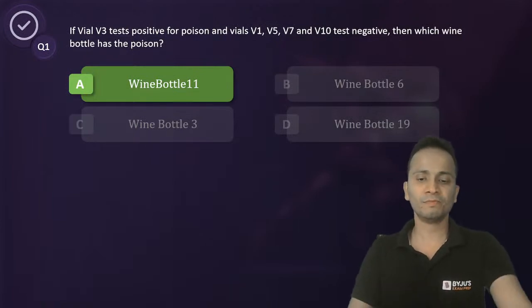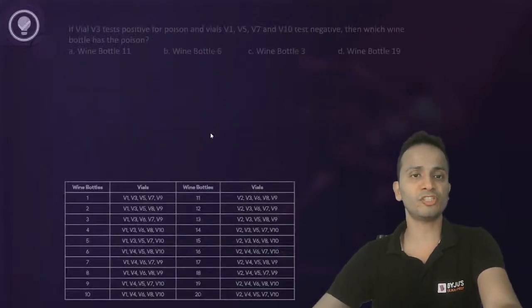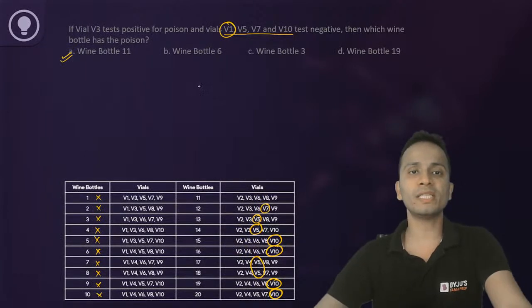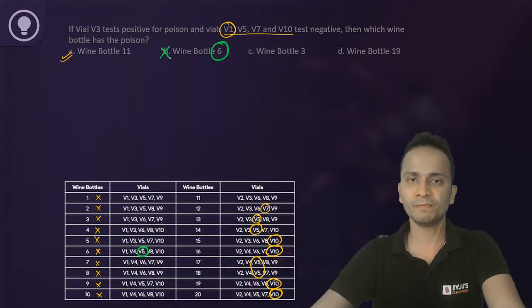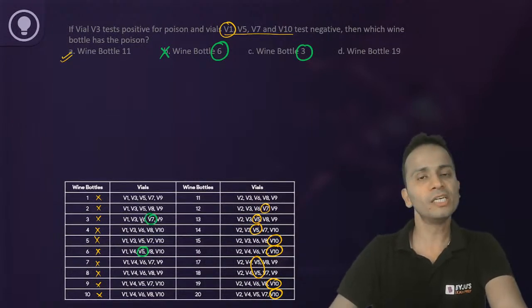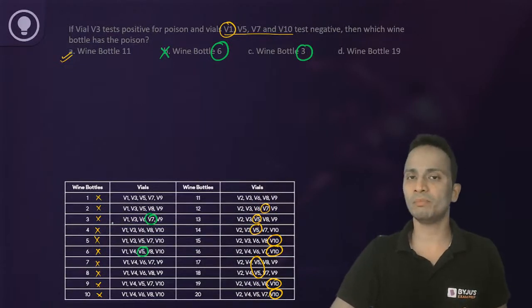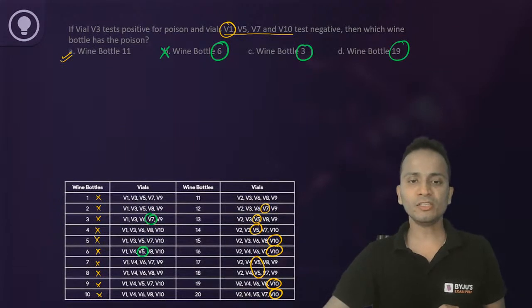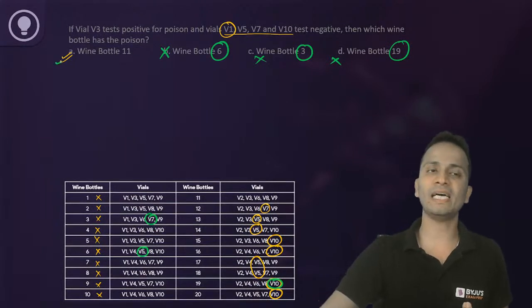All right, fine. So if we go through the options, let's look at wine bottle number 6. Just give me a second. Bottle 6 has V1, V4, V5, V8, V10. So V5 is there, so this bottle will be eliminated. So the answer cannot be option B. Okay, wine bottle number 3 has V7. Since V7 is tested negative, poison cannot be in bottle number 3. Going for 19, V10 is there. So I can eliminate these three options and the answer will be option A.